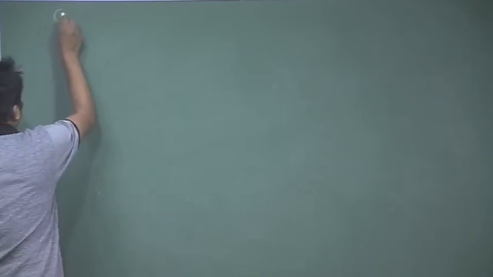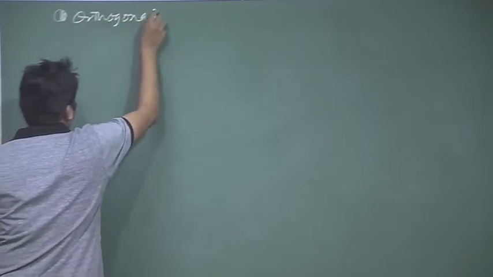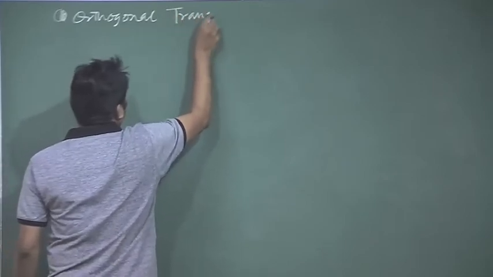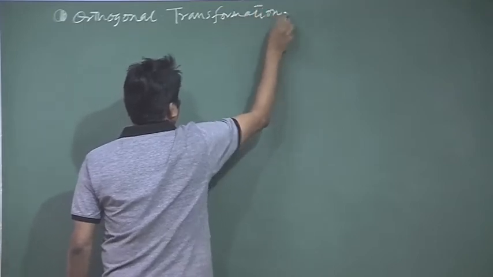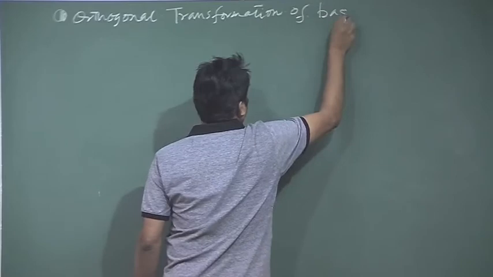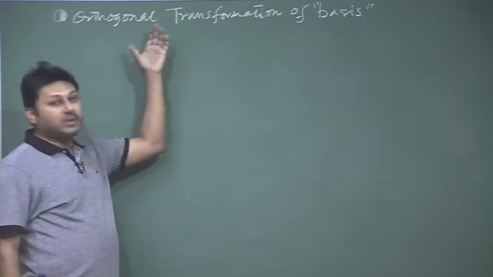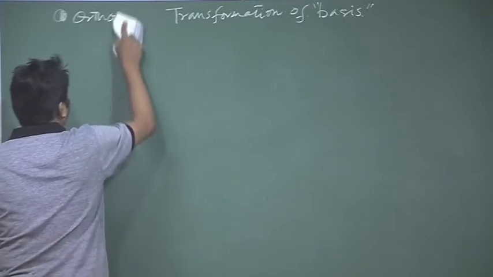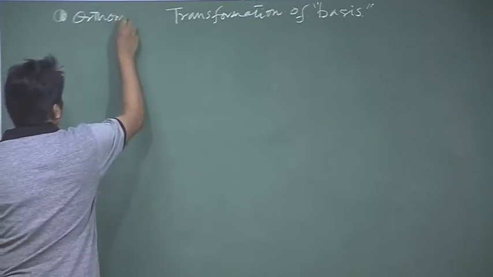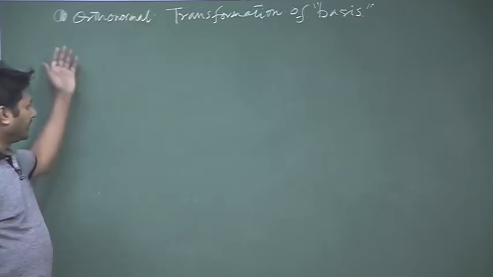So, next important thing is the condition of orthogonal transformation of basis. Or rather, orthonormal transformation of basis. So, make it more general. So, orthonormal transformation of basis. What is the meaning of that?